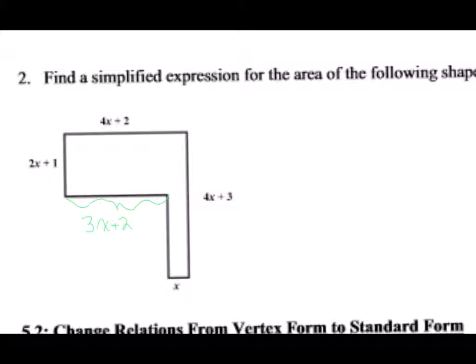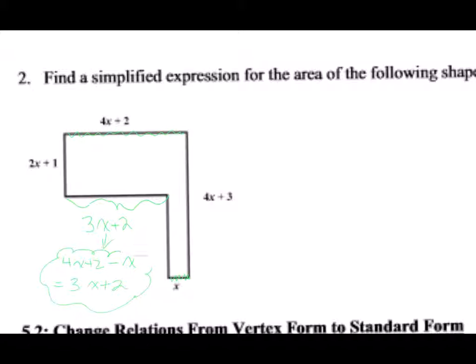Now, how did I get that? Basically, you're going to take 4x plus 2 and subtract x. Now, that comes from the line that's on the top of the shape, subtracted from the parallel line x on the bottom. So you get 3x plus 2.